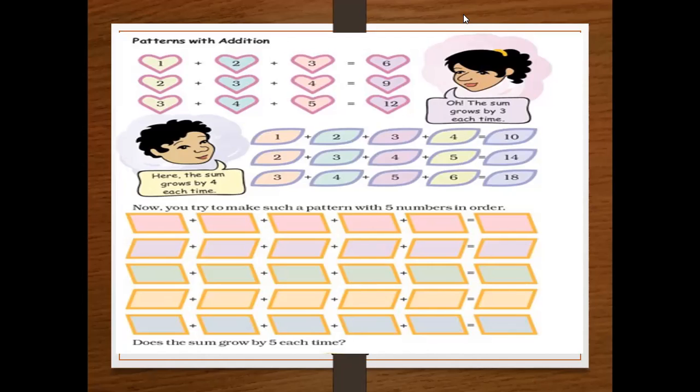1, 2, 3, 4, 5. What is the answer? Sir, we can't see the. Sir, 6 is the answer, sir.